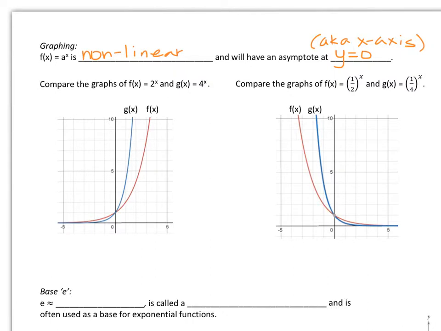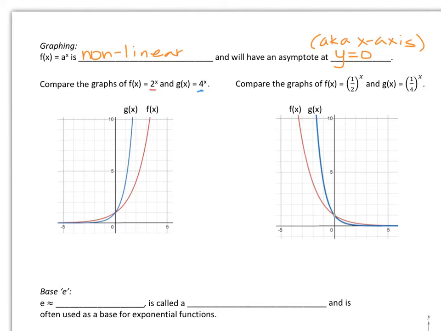Remember when graphing, like I said up above, this function will be a non-linear function. And the asymptote for this kind of parent function of an exponential is always going to be at y equals 0, which is also known as the x-axis. So it says compare the graphs for f of x and g of x.